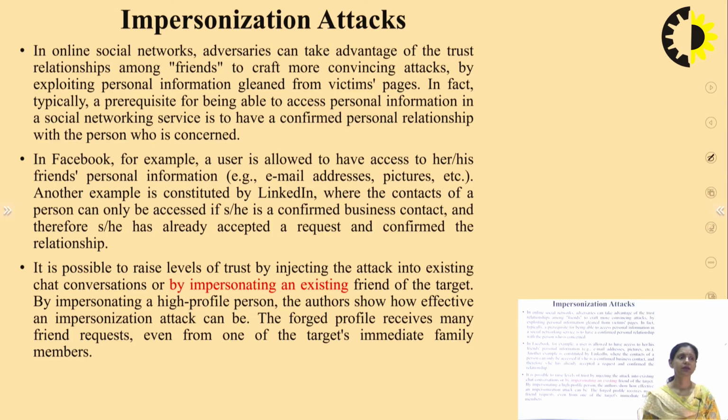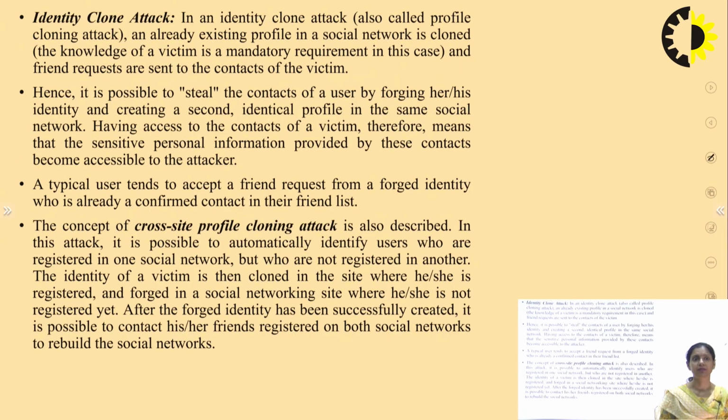So, it is possible to raise levels of trust by injecting an attack into an existing chat conversation or by impersonating an existing friend of the target. Impersonation means you are showing yourself as a friend of that person. By impersonating a high profile person, the authors show how effective an impersonation attack can be. The forged profiles received many friend requests, even from one of the target's immediate family members.